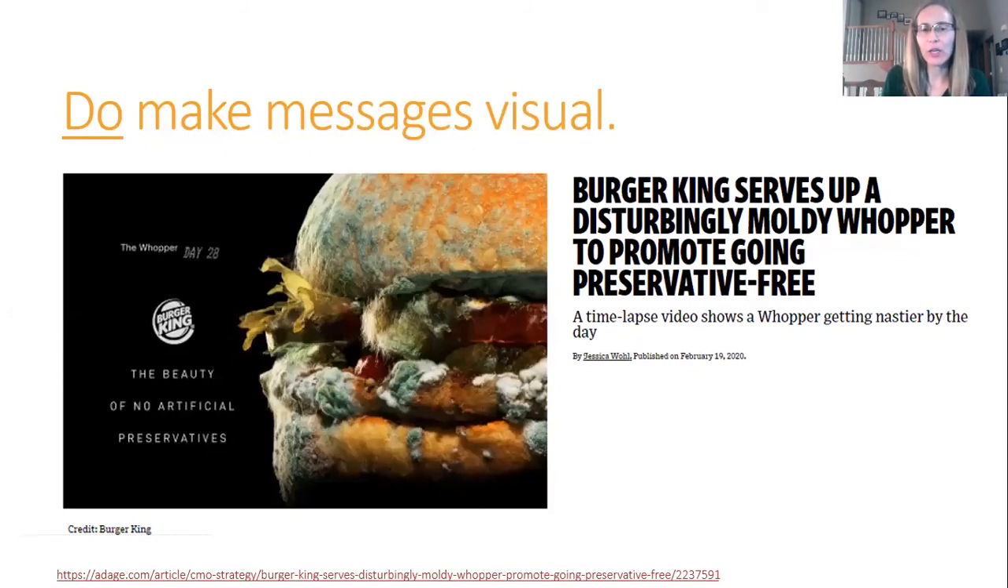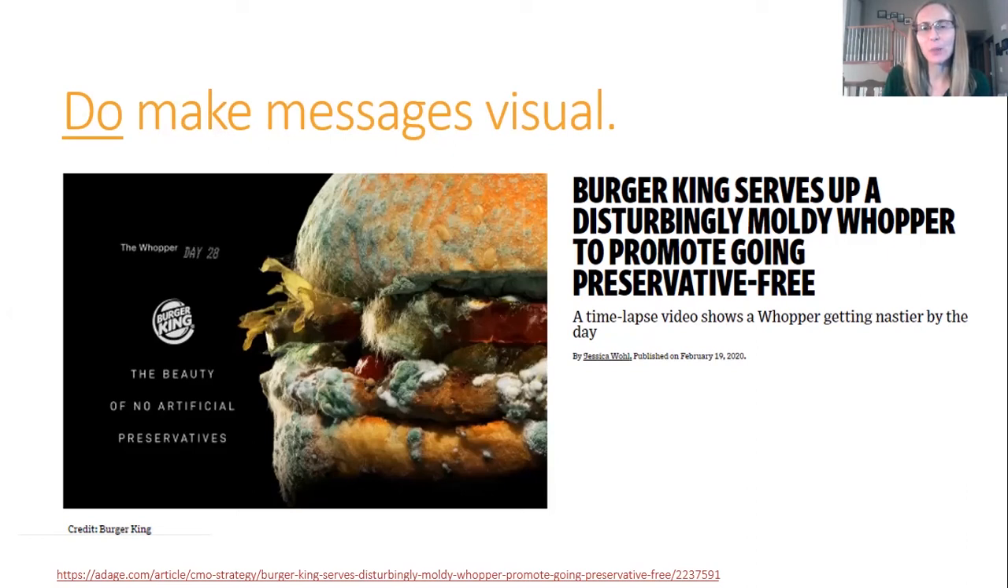Burger King in early 2020 developed a campaign that relied on the visual element more than any sort of text to communicate that it had removed preservatives from its Whopper menu item. In this ad, the text reads, "The beauty of no artificial preservatives." And then we see this Whopper that has mold covering it. Burger King is trying to show what happens when it removes those artificial preservatives from its Whopper.